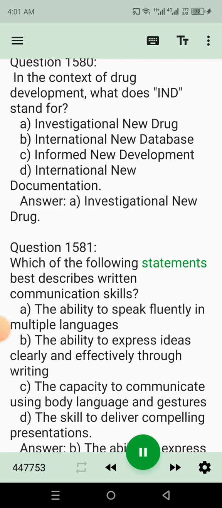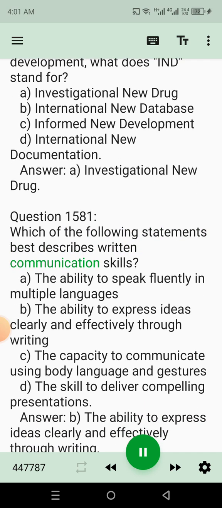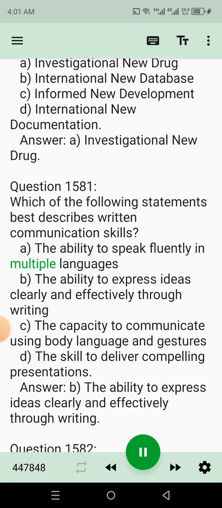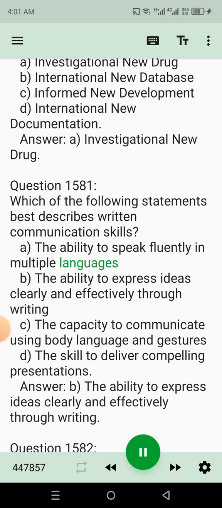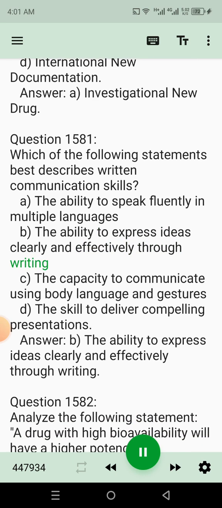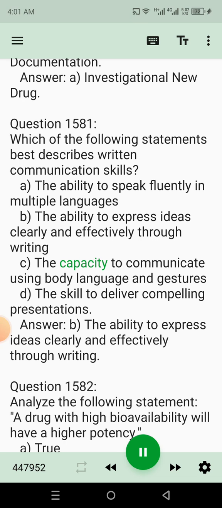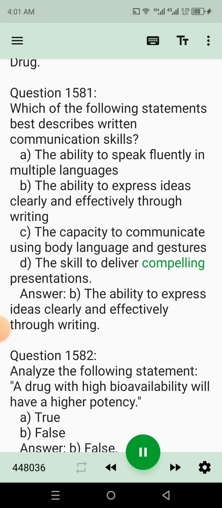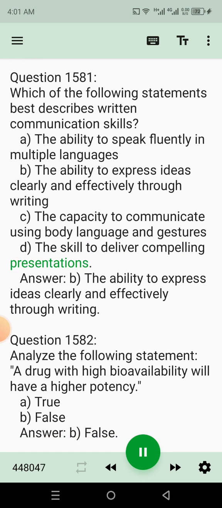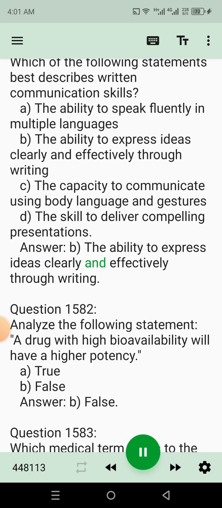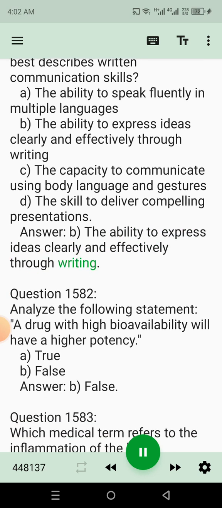Question 1581. Which of the following statements best describes written communication skills? A. The ability to speak fluently in multiple languages. B. The ability to express ideas clearly and effectively through writing. C. The capacity to communicate using body language and gestures. D. The skill to deliver compelling presentations. Answer: B. The ability to express ideas clearly and effectively through writing.